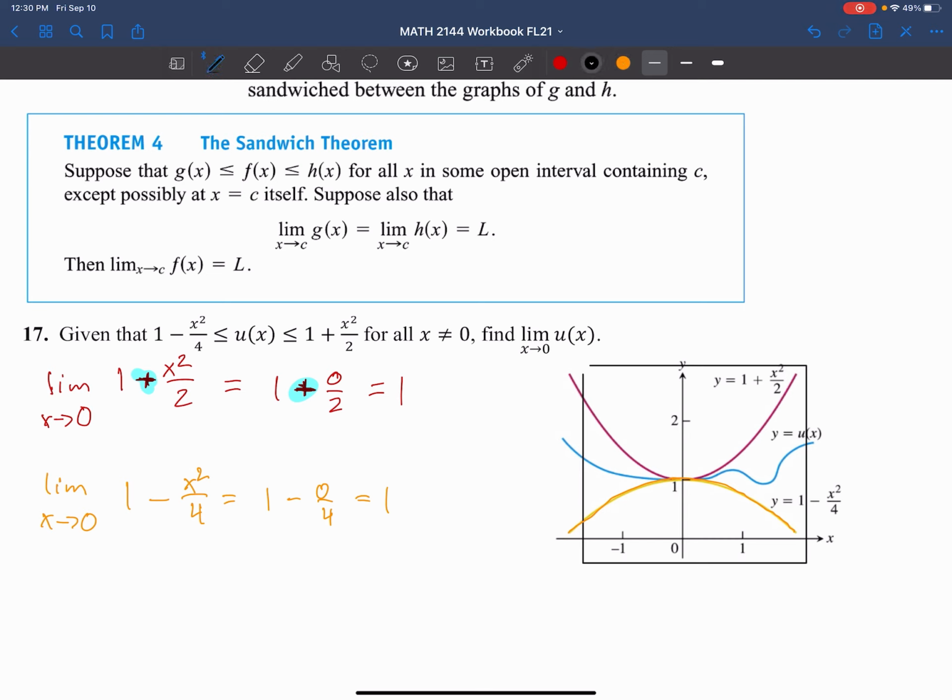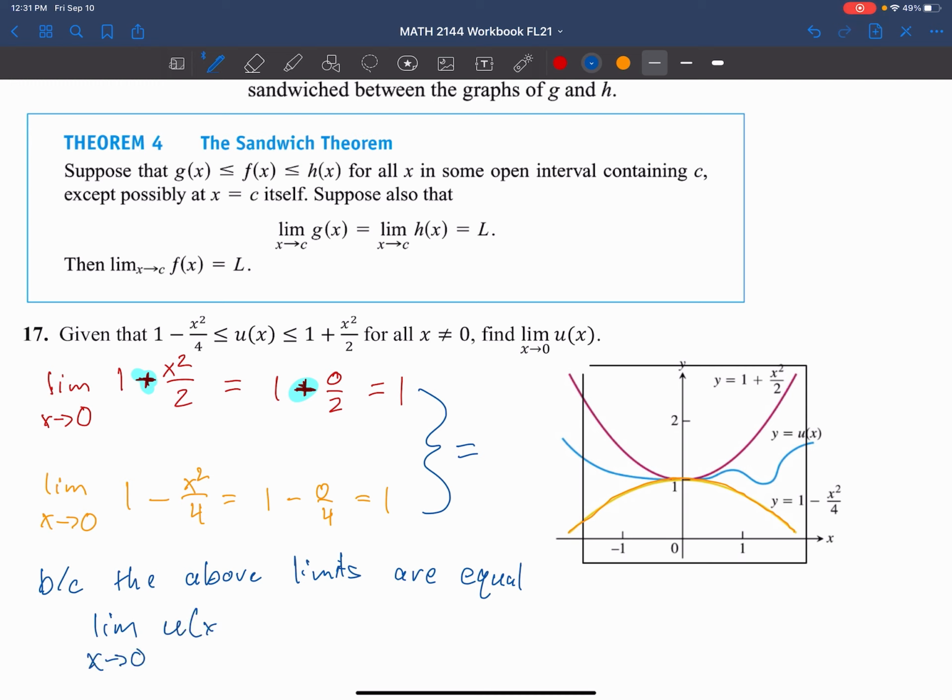Yes. So what we can say is that these are equal because the above limits are equal. What we also know is that the limit as x approaches 0 of u of x, even though I have no equation to work with, is 1. So that's the idea of the sandwich theorem.